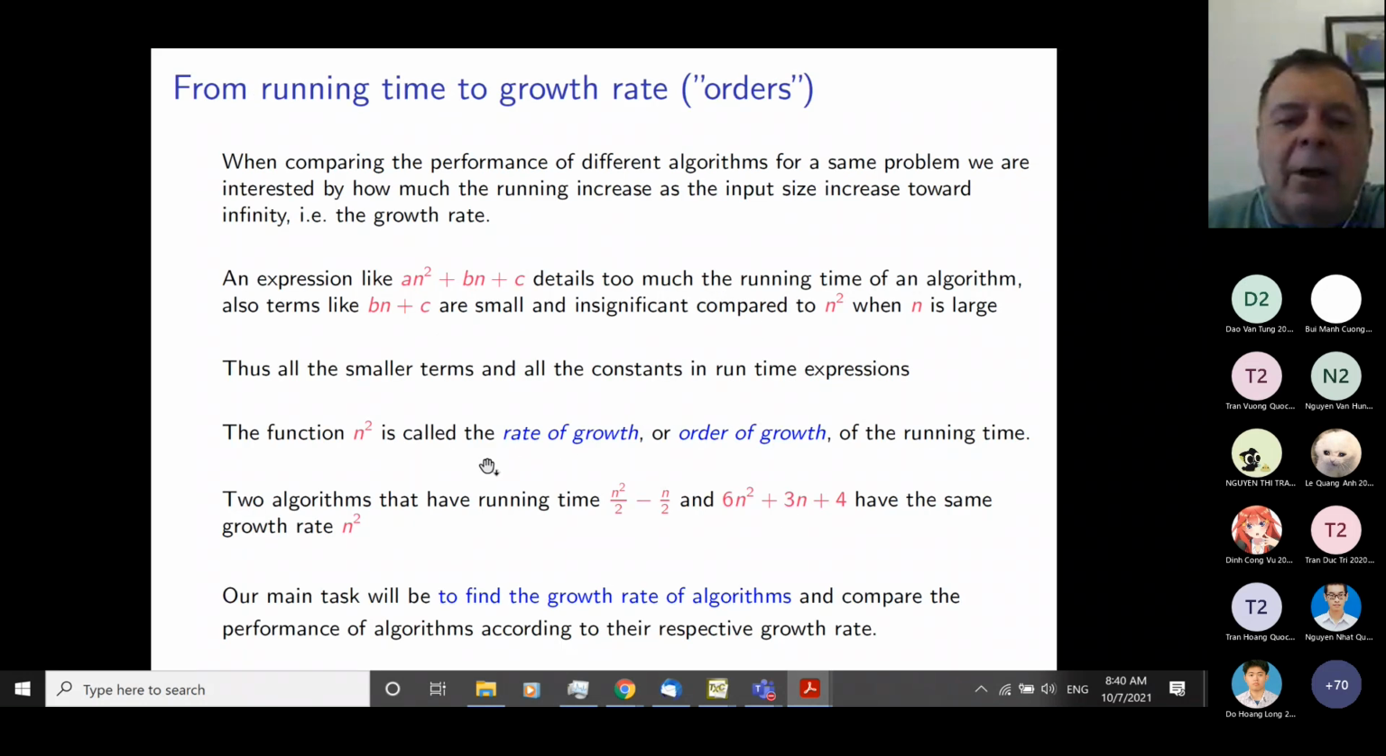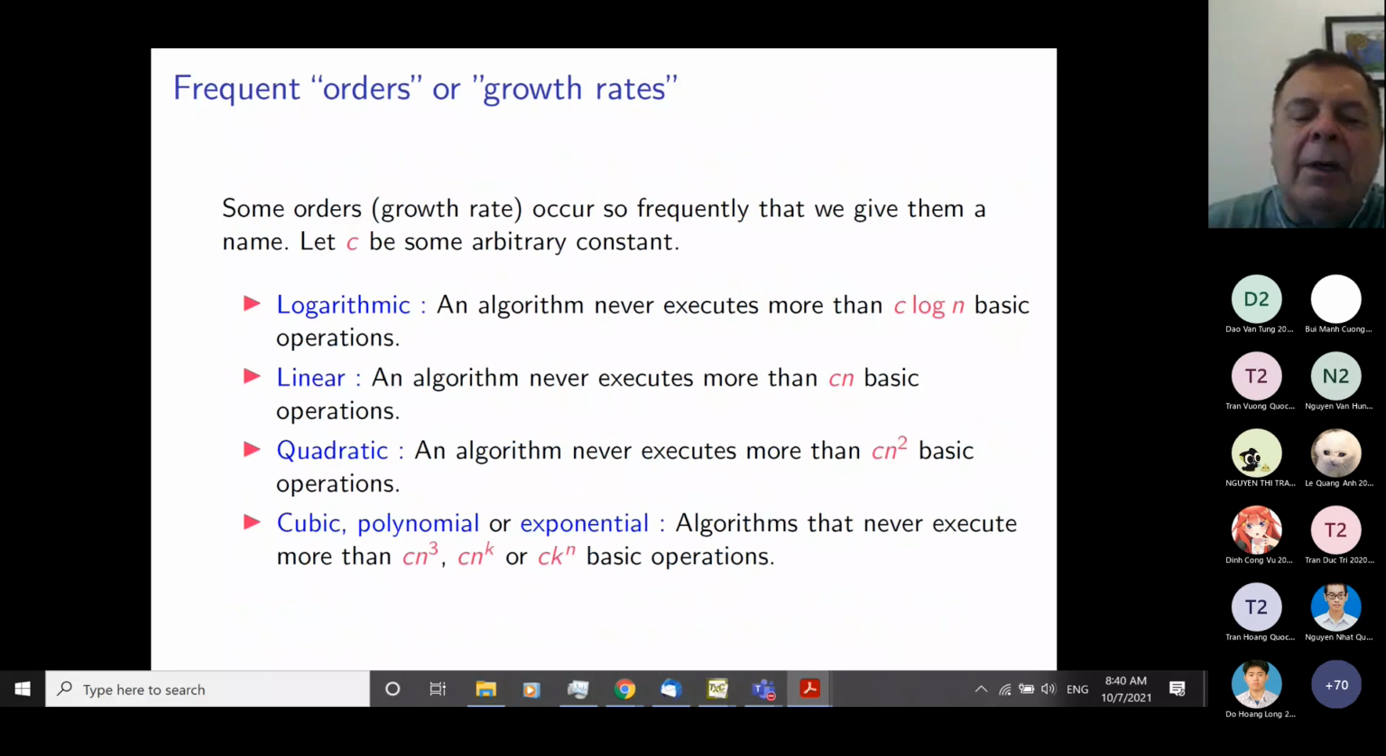So this is called the rate of growth or order of growth, and there are some dominant terms that are so common in algorithms that we give a name to these algorithms that have this kind of dominant term. So if the dominant term is log n, then we say that all the algorithms in log n are running in logarithmic time. Okay, and normally this is good.